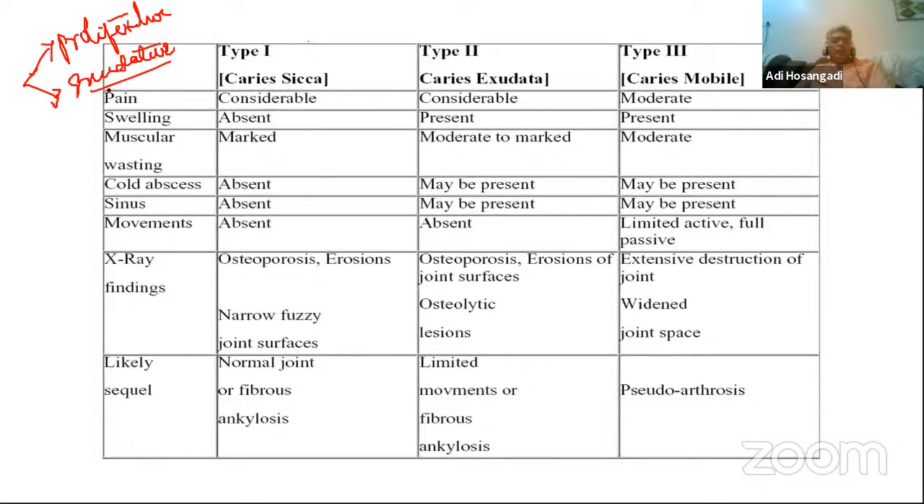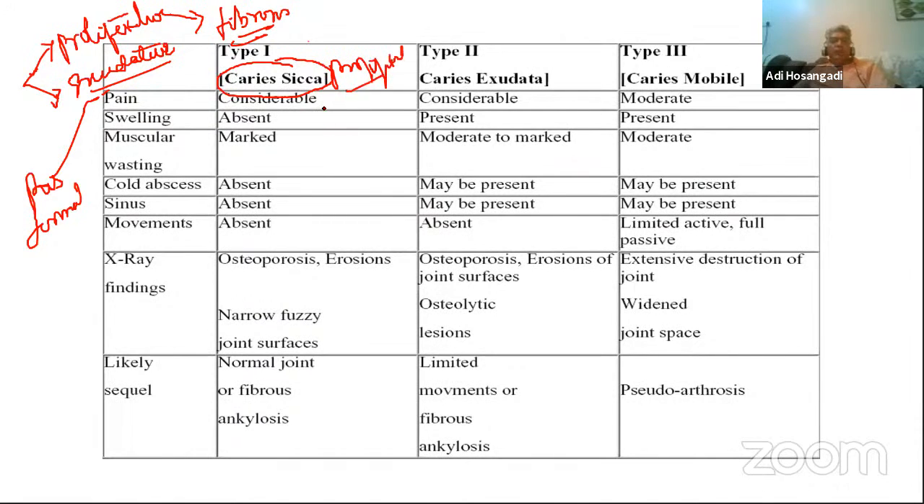Okay, exudative means there is a lot of pus formation. Proliferative means there is a lot of fibrosis. So Caries sicca means it is proliferative type. Here, Caries sicca is most commonly seen in the shoulder. In all other joints, most commonly it is caries exudativa.